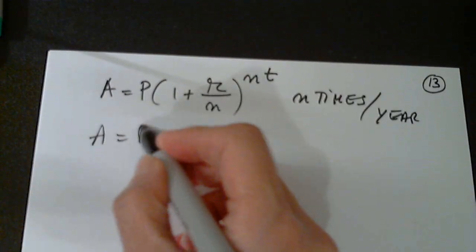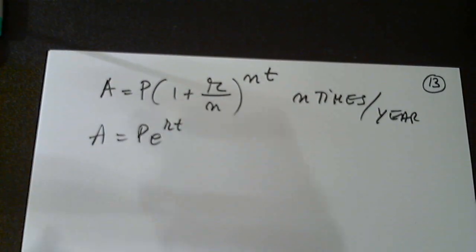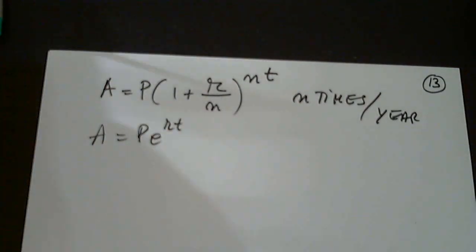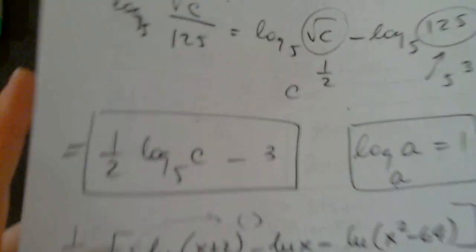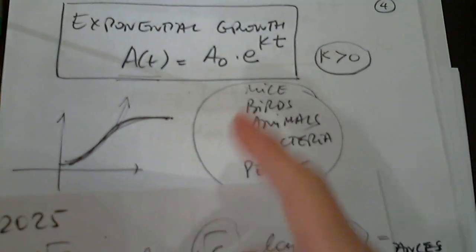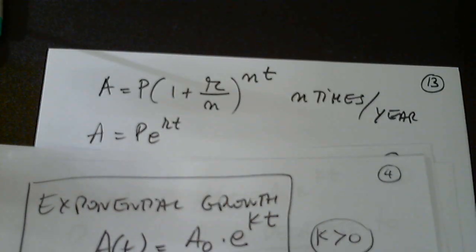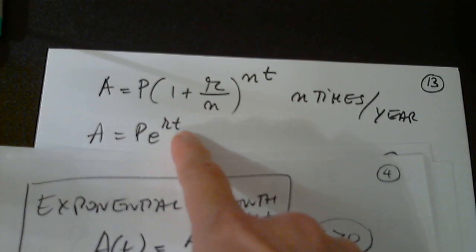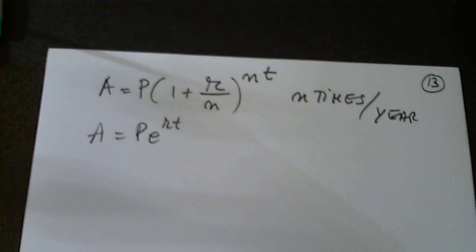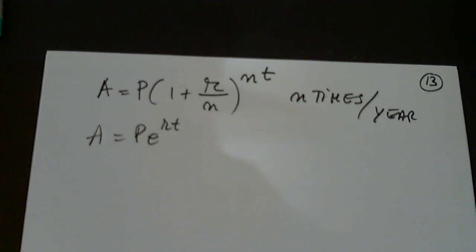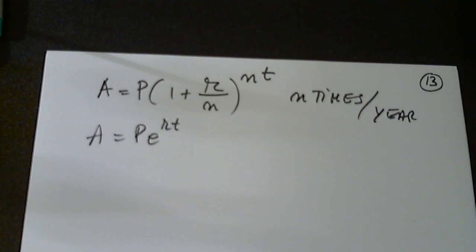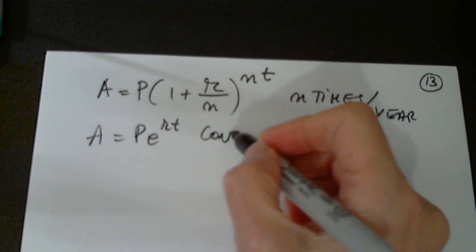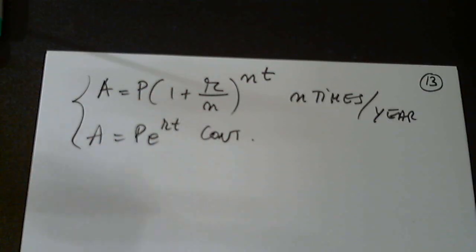The other one is A equals Pe^rt. It's the same formula we've been playing with all night long, and this is for continuous compound interest. So this one is continuous. These are the two formulas. Okay, now let's see what they want.